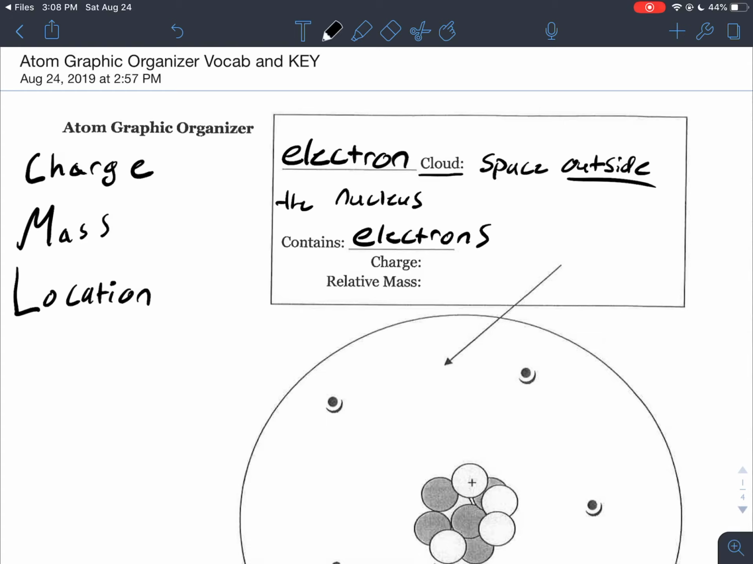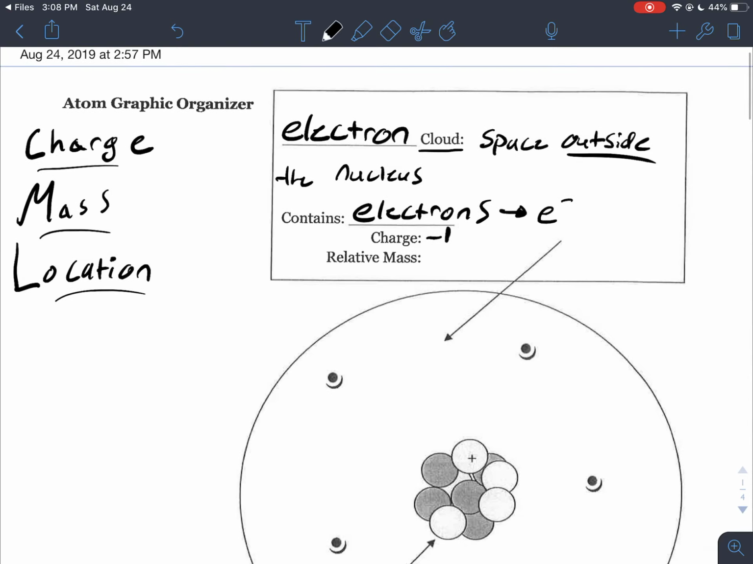Then what's important here are the charge and mass. Remember I said you need to know charge, mass, location. Location is the cloud. The charge is -1. Electrons are negative. Sometimes, and I want you to write this here, I'll write electron as E negative, electrons are negative. Relative mass. Remember we talked about the neutron and the proton weigh something, but the electron weighs nothing. It has 0 mass, okay? Electron is in the E cloud. Its charge is -1. Its mass is a 0.